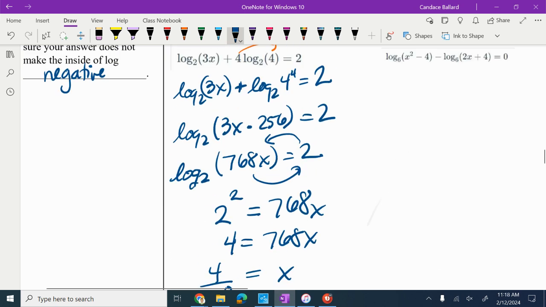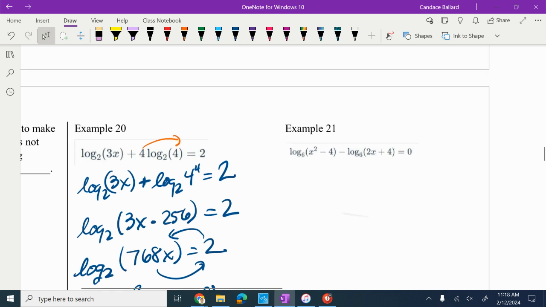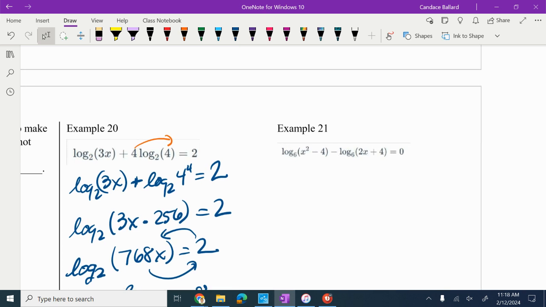All right. So let's take a look at number 21 here. It's the same thing. I've got 2 logs on one side, so I'm going to start, but it's a little bit more complicated on the inside. I have subtraction. What does that want to turn into? Divide. So I've got log base 6 of x squared minus 4 over 2x plus 4 equals 0.